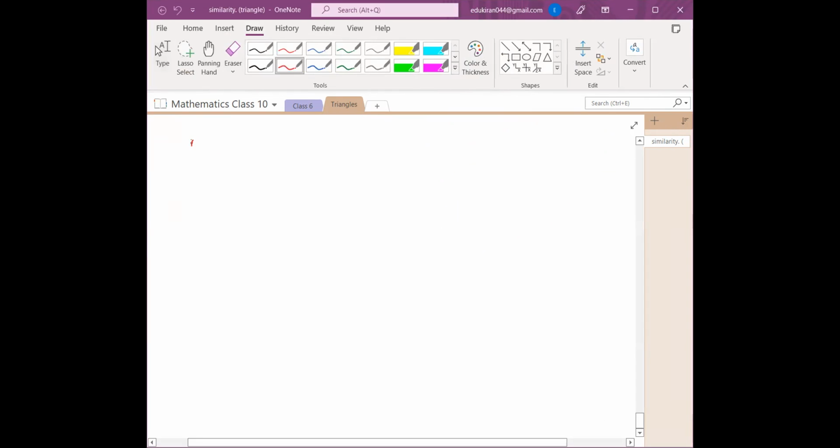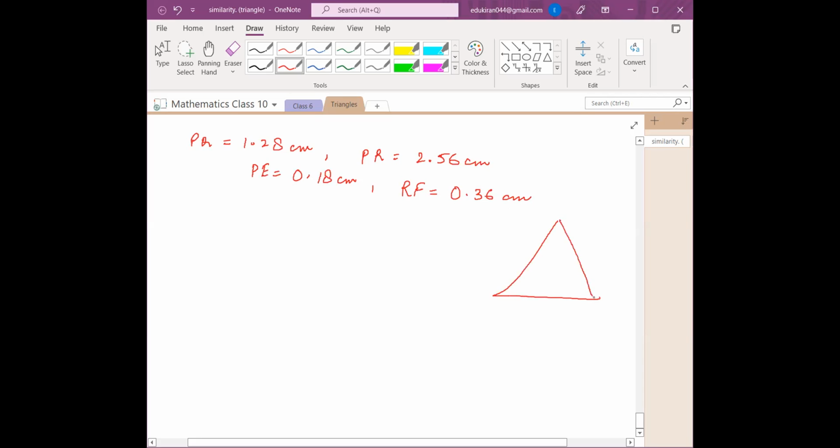See, that's the question, Martin, that PQ is 1.28 centimeters, right? PR is 2.56 centimeters. And then you have PE as 0.18 centimeter and RF is equal to 0.36 centimeter, right? That's the triangle PQR, and then you have a line EF somewhere. So in the question, basically you have to check that EF is parallel to QR, right?